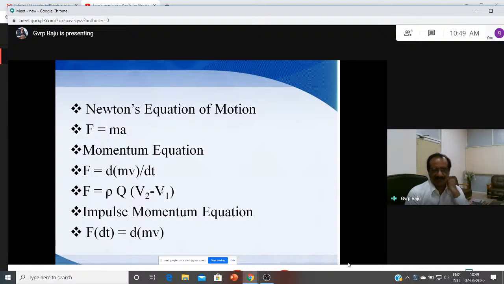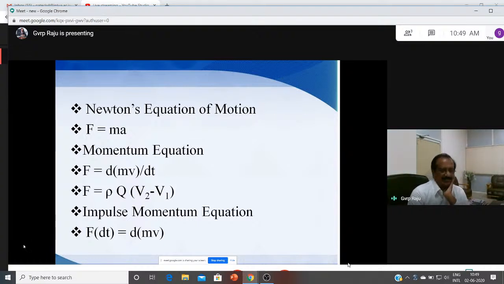And also we have the impulse momentum equation. When you take this dt onto this side, and as acceleration is rate of change of velocity, I have taken dv by dt. As mass is constant, you can take it inside to get the momentum equation. The momentum equation is a modified form of Newton's equation of motion, and the impulse momentum equation is also a modified form of Newton's equation of motion. These are not new equations. The basic equation for getting these two is Newton's equation of motion.